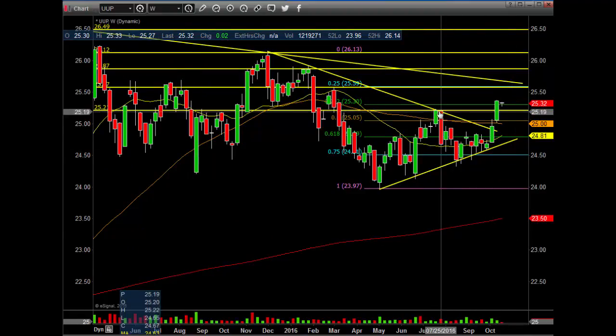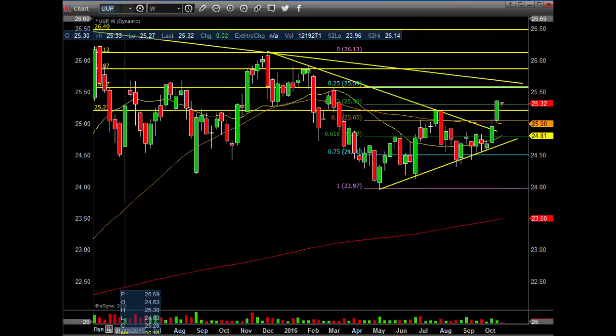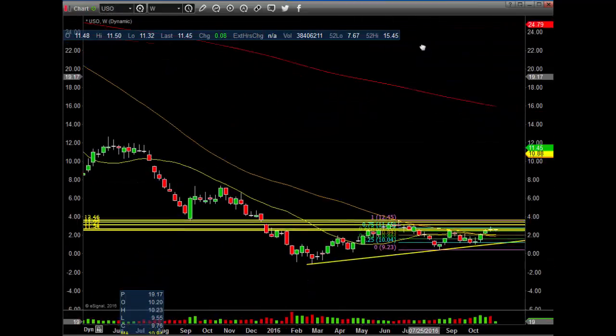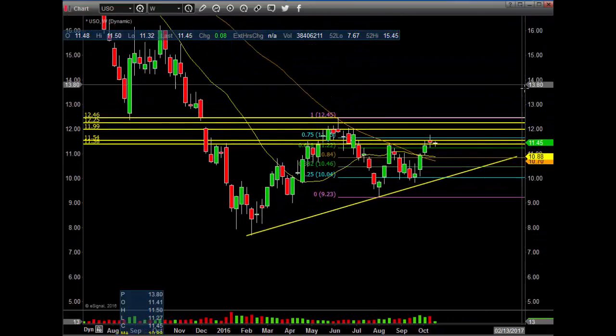On a weekly close, we closed above this pivot. We closed above the 618. Let's see if we can close above this high and continue to go on the UUP. Then, I believe the USO can come down a little bit more. Not a little bit. I think we can get a nice push down on this one.